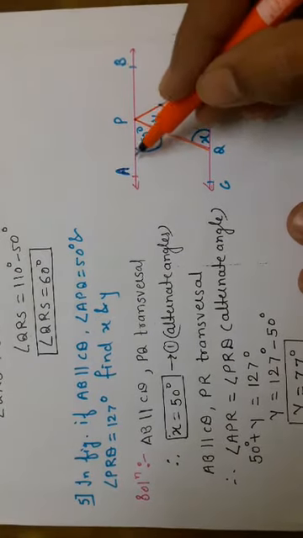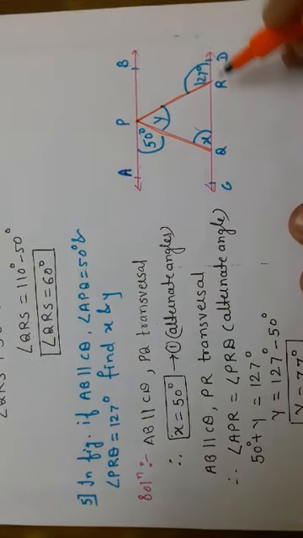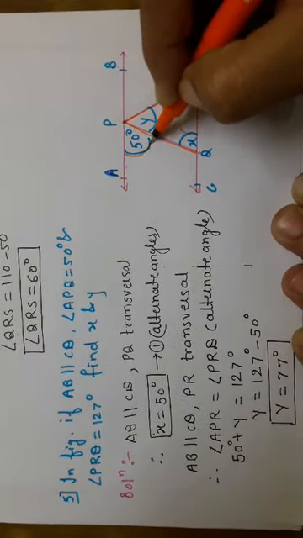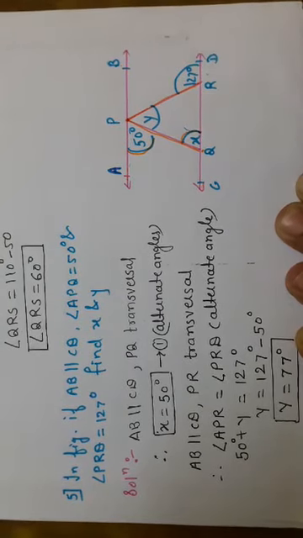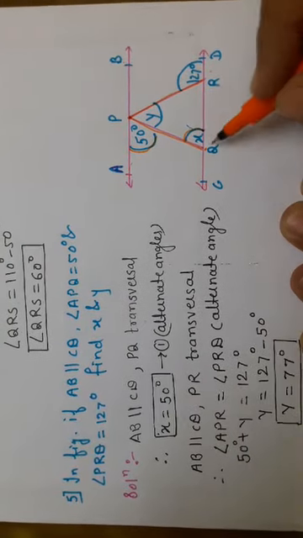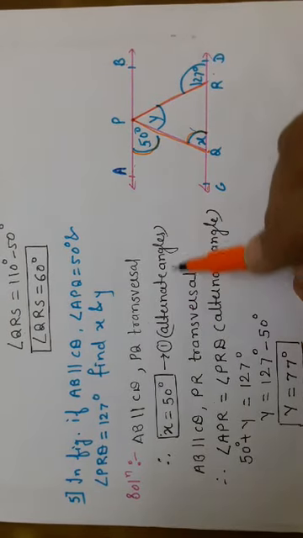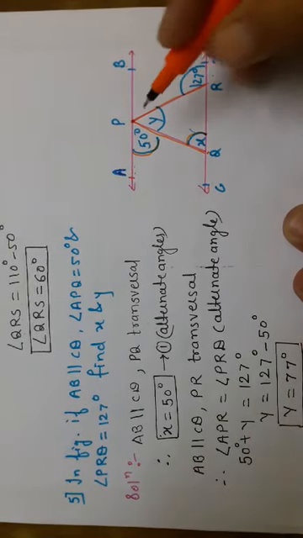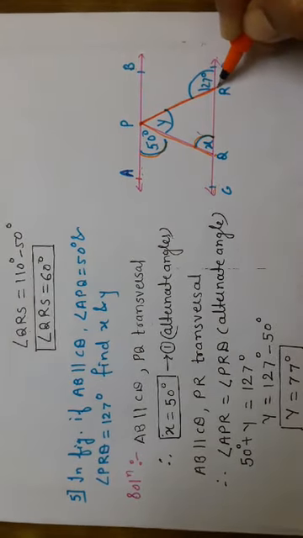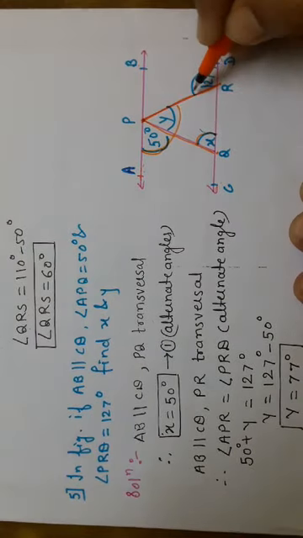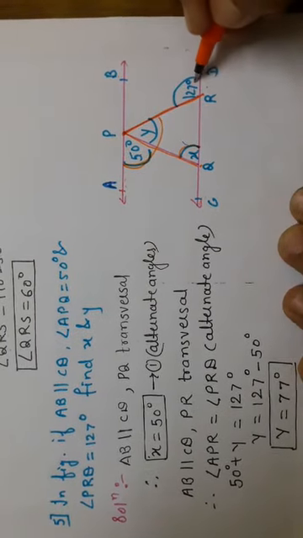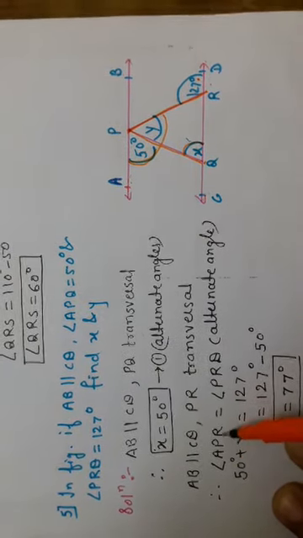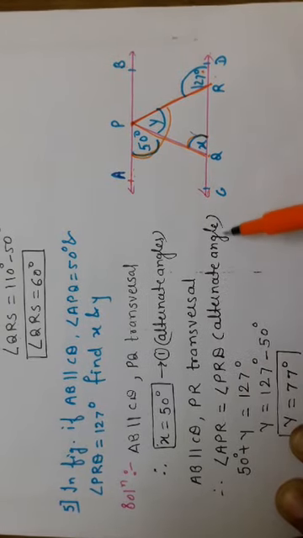Here AB is parallel to CD, and PQ, if we say it as a transversal, then this angle is equal to this. Why? Because of alternate angles. That's why we will get the value of x is equal to 50 degrees because of alternate angles. Now again, AB is parallel to CD and PR is a transversal. That's why this complete angle is equal to this 127 degrees. The reason is the same, alternate angles. But angle APR is equal to PRD, which is an alternate angle.